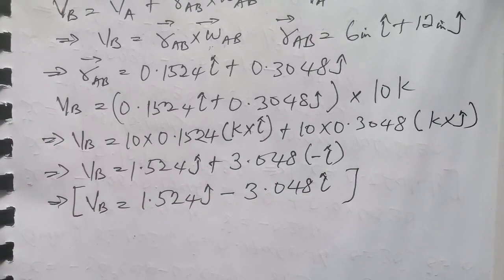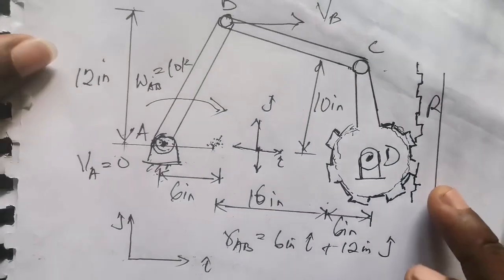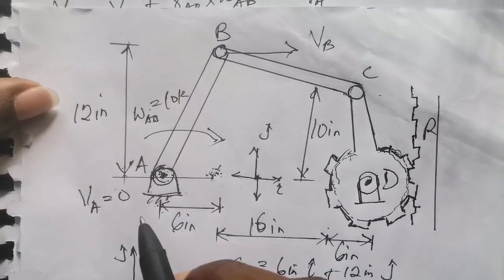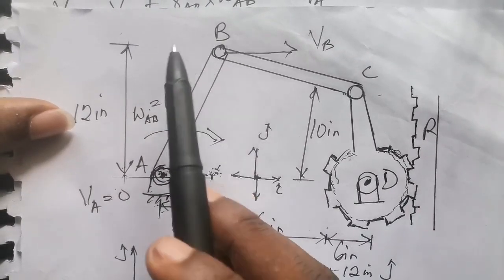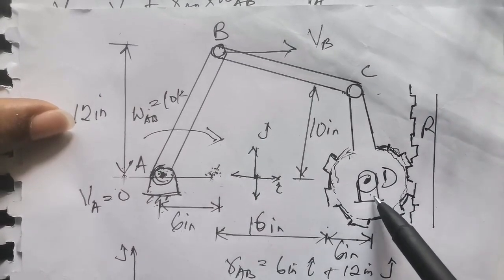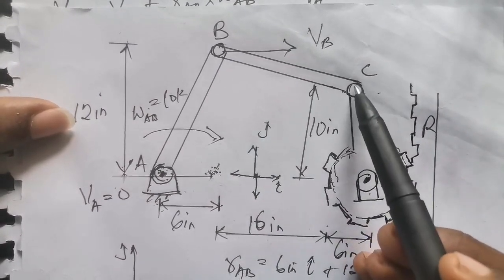So whenever you're analyzing kinematics of rigid body motion, always start from the fixed point. So we are done analyzing the fixed point A. We've obtained a value for velocity at point B. Next, we'll consider the fixed point D and obtain a velocity at point C.